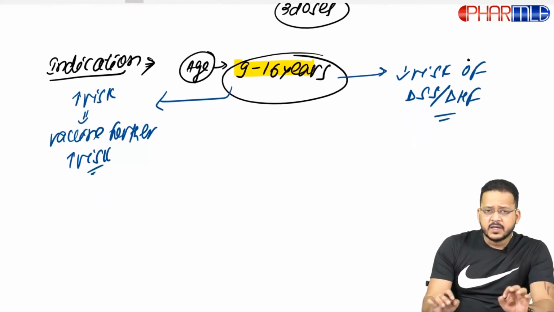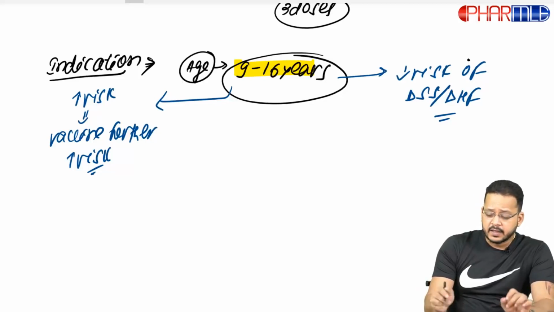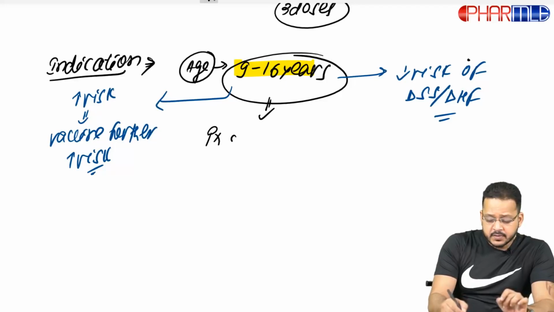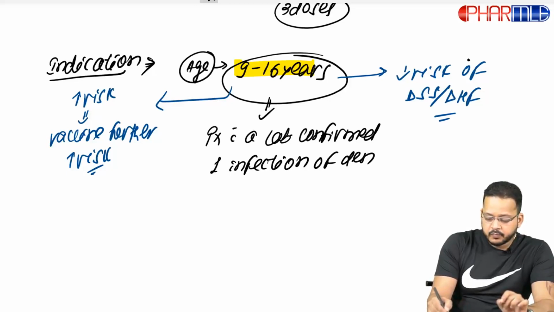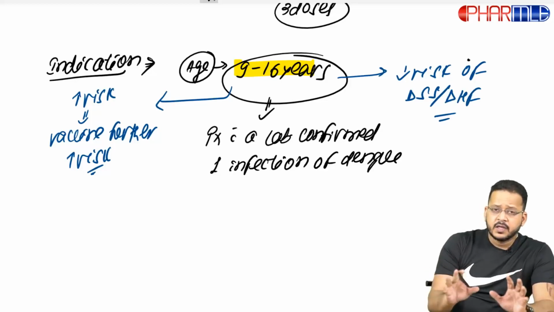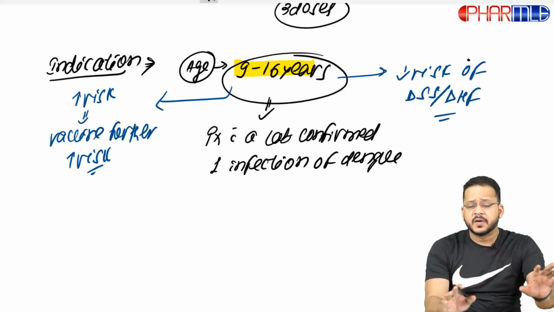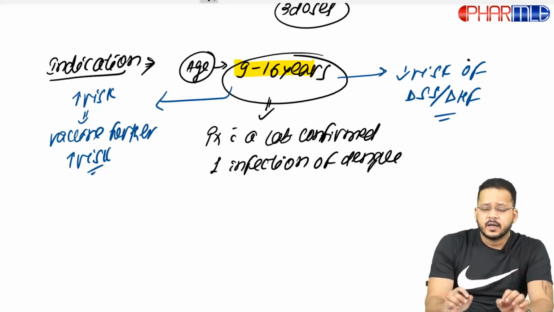Now, do we give it to all the people around the world? No, we cannot do that. We give it only to those patients with a lab confirmed infection of dengue. So we only give it to a patient who has already been infected with dengue, who has already had this disease once. Why?